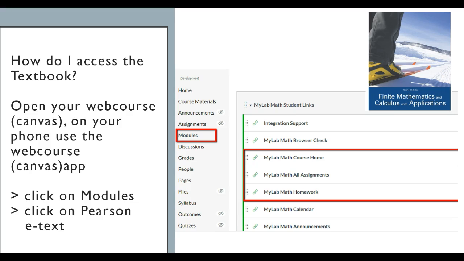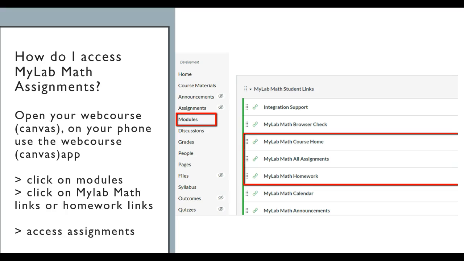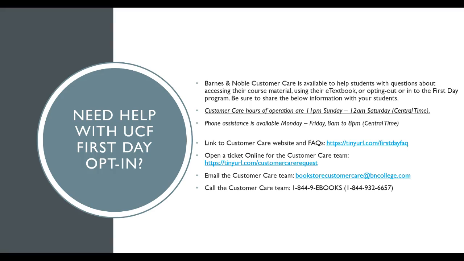So moving forward, after you've either purchased access at the higher price or you opted in during the opt-in period, you're going to access the textbook and MyLab Math assignments by going into web courses and clicking on the modules tab. Once you click on modules, you'll see links to assignments and the e-text. And this is how you'll access assignments for the rest of the semester.